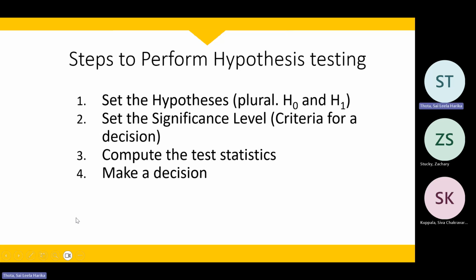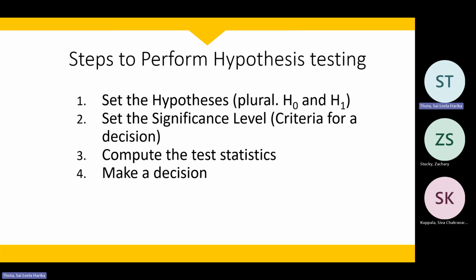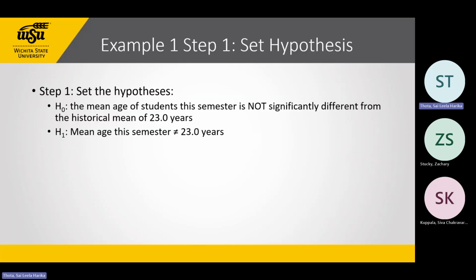These are the steps you perform before doing the hypothesis testing. The first step is to set H naught and H1. So what is H naught? H naught is the given one: the mean age of the students this semester is not significantly different from the historical mean. In H naught, we simply consider that nothing is happening, so they are not significantly different. But in H1, we consider that the mean age of this semester is not equal to 23 years. That is the H1.